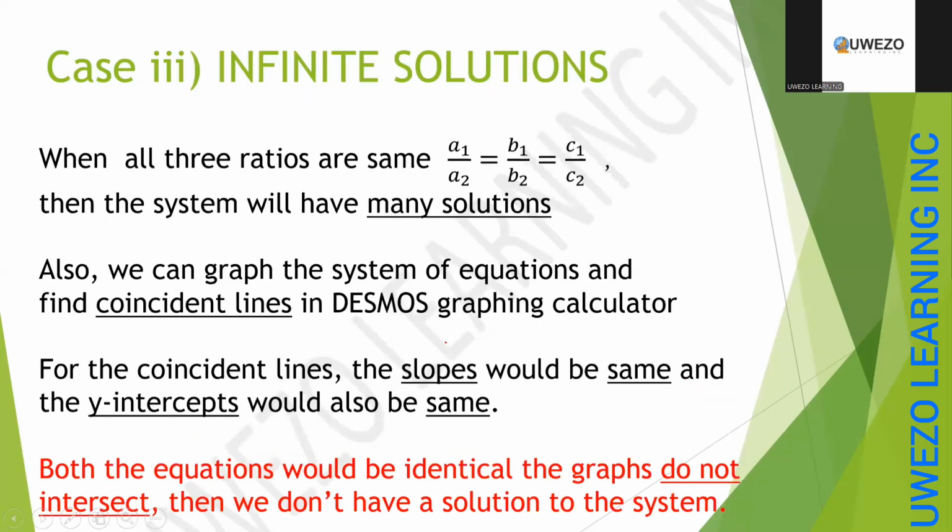The last case is for infinite solutions where all three ratios would be equal to each other. When we graph the system of equations, we'll be seeing only one line because the lines would be overlapping or coincident. For coincident lines, the slopes are the same and the y-intercepts and also the x-intercepts would be the same. Both the equations would be identical. They may have different constants, but the ratios are going to be the same.